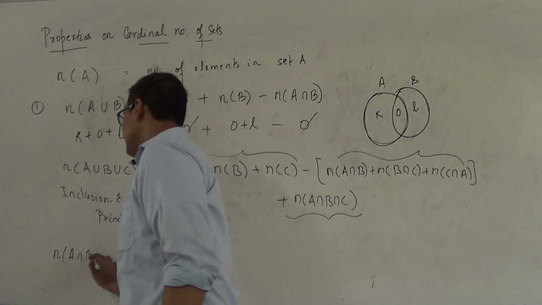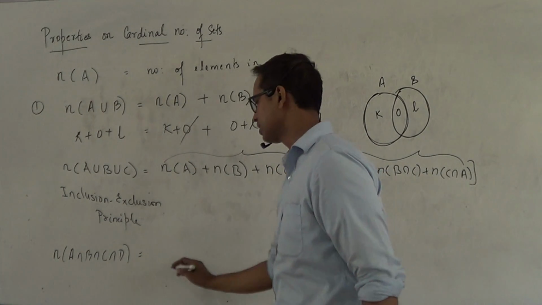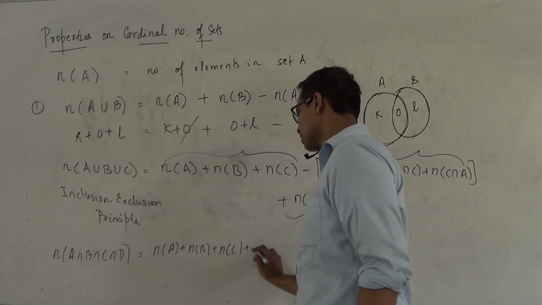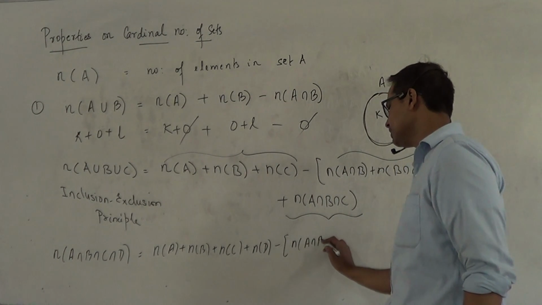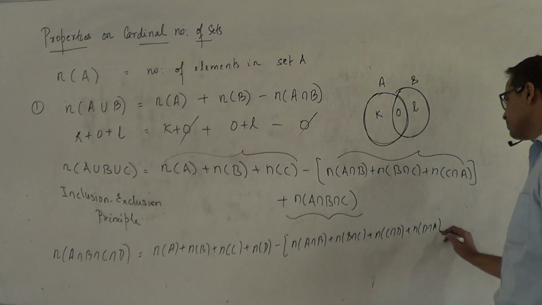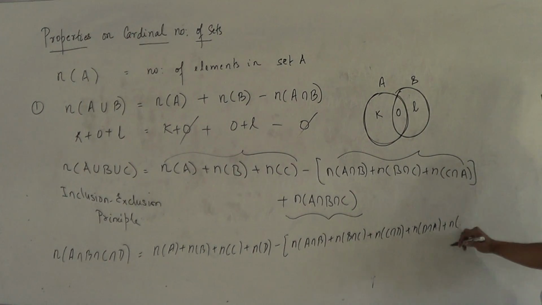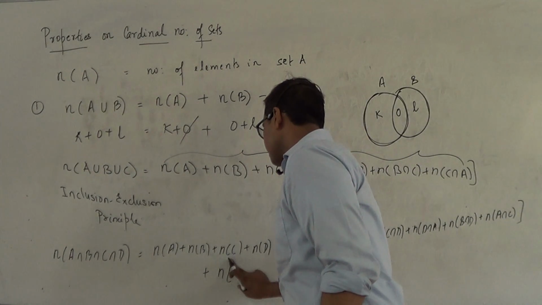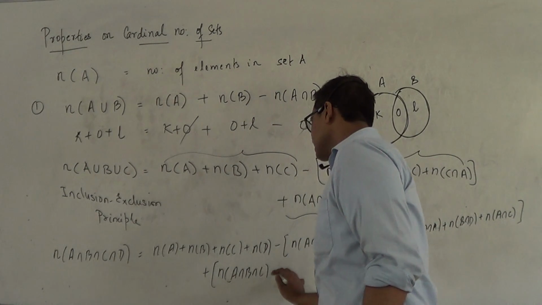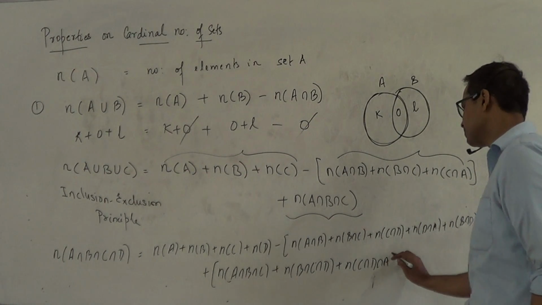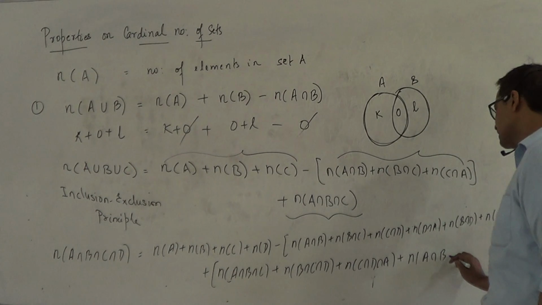Okay, so let's say if I have 4 sets, A, B, C and D, then how do I write this principle? n(A) plus n(B) plus n(C) plus n(D), minus the 2 at a time terms: A intersection B, B intersection C, C intersection D, D intersection A, A intersection C, and B intersection D. Plus 3 at a time: A intersection B intersection C, B intersection C intersection D, C intersection D intersection A, and A intersection B intersection D.